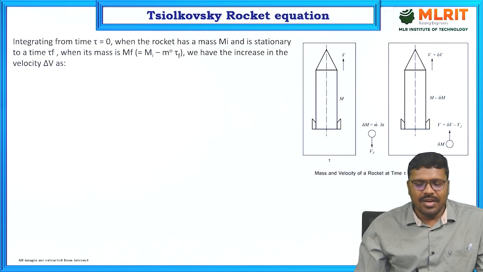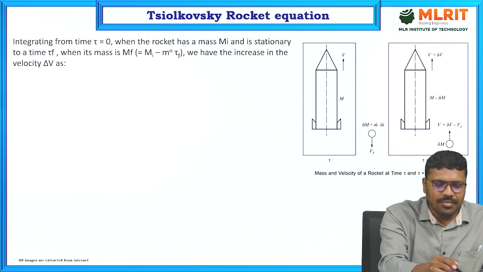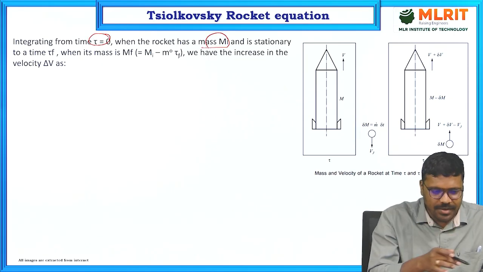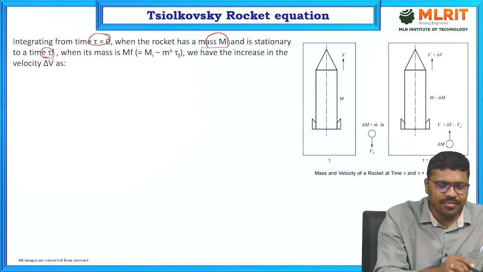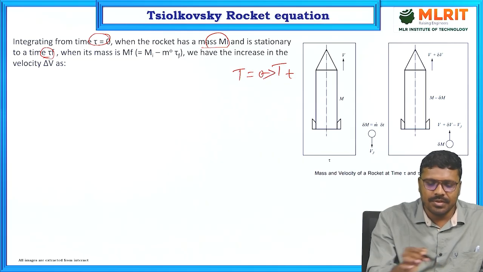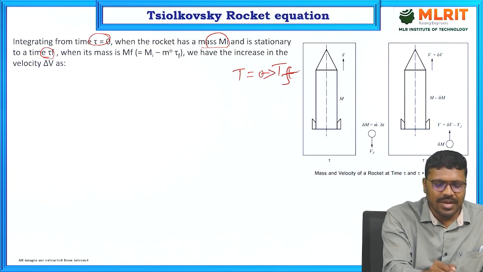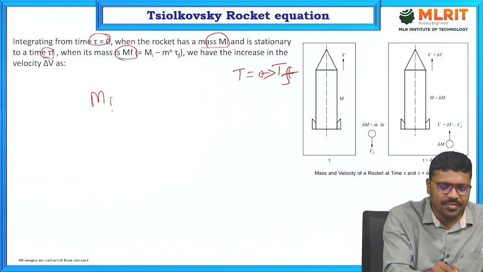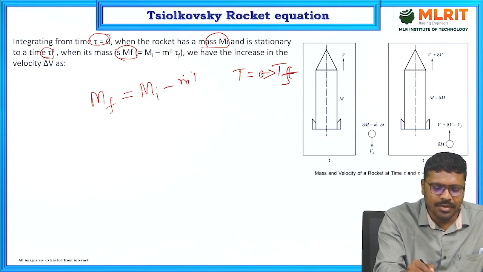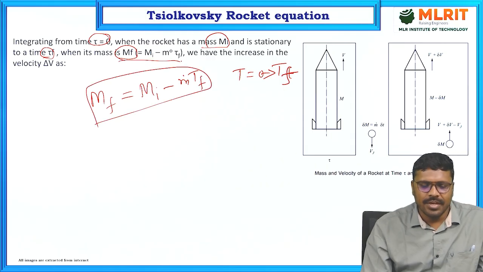Okay. If I integrate this from time T is equal to 0, when the rocket has initial mass mi and is stationary, to the final time Tf. So, what is the final mass of the rocket? If the rocket is burned for a duration of Tf, then it is the initial mass minus the propellant burned out during time Tf. So, this is the equation for final mass: Mf is equal to mi minus m dot Tf.